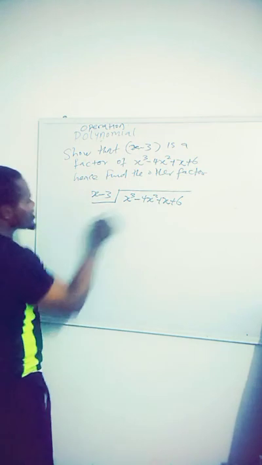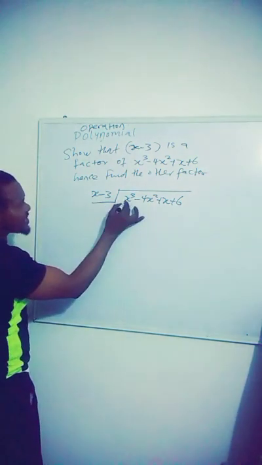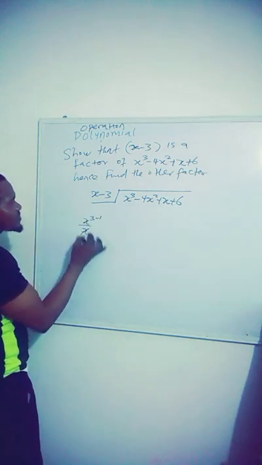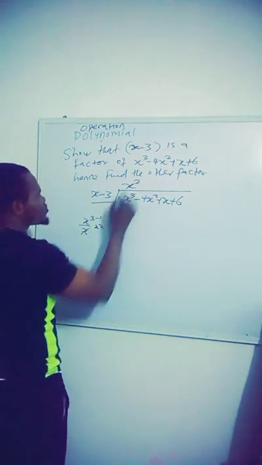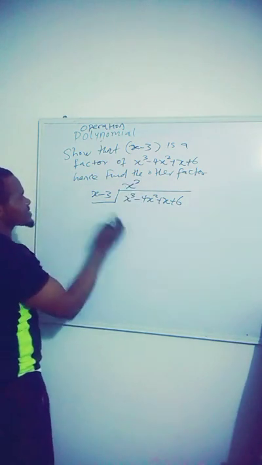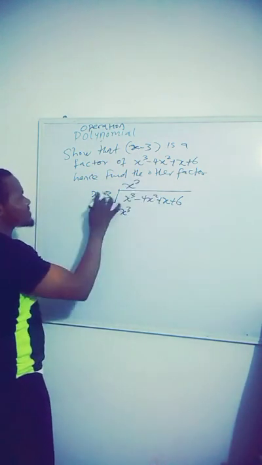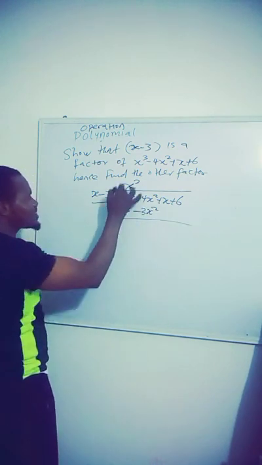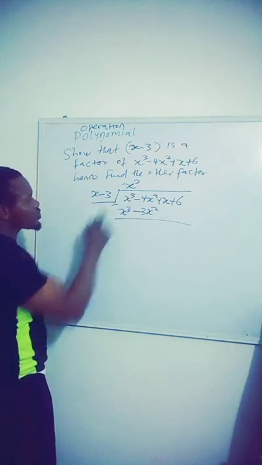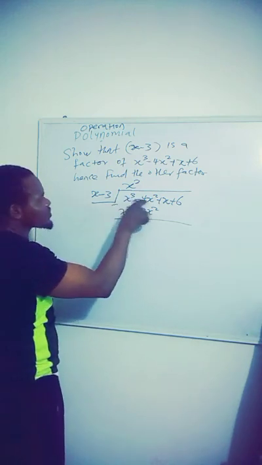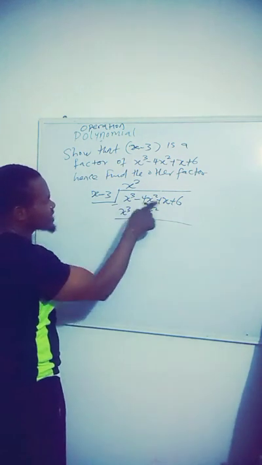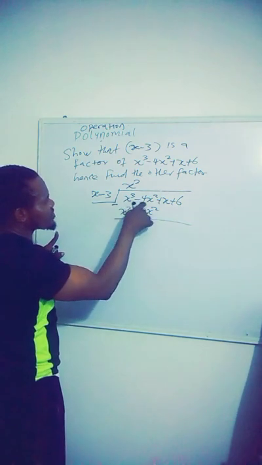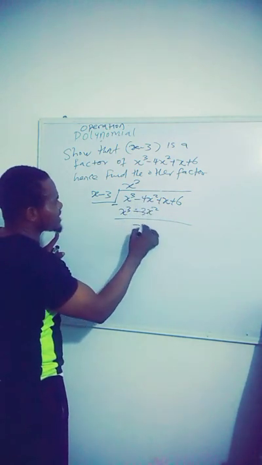So let's see. We are saying this divided by this. The first term here divided by this, that is x cubed divided by x. This will take away 1, that will remain 2, so x raised to power 2. Then you multiply. X squared times x, you have x cubed. X squared times minus 3, you have minus 3x squared. The sign that will change this to 0 is negative. So this becomes 0. Then you have minus 4x squared minus 3x squared. This negative will change this one to positive. So you are left with minus 4x squared plus 3x squared, that is minus x squared.